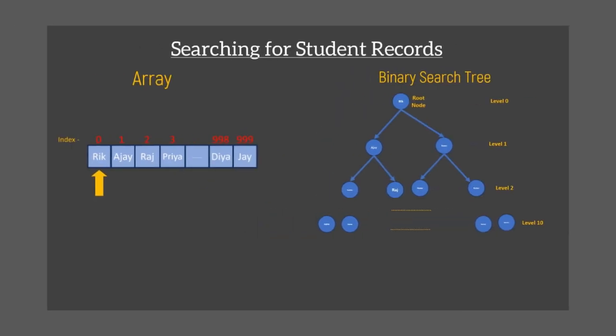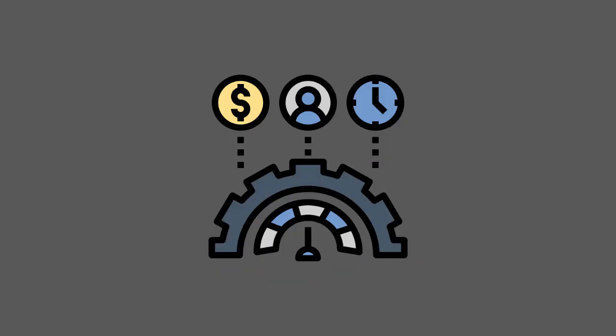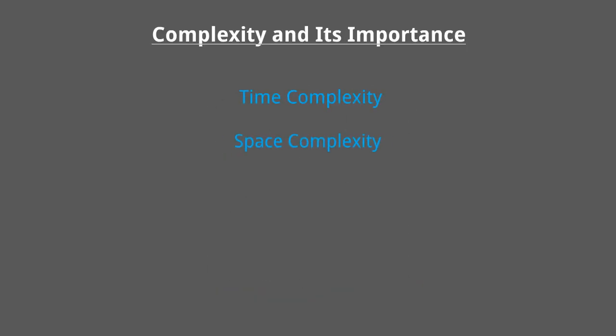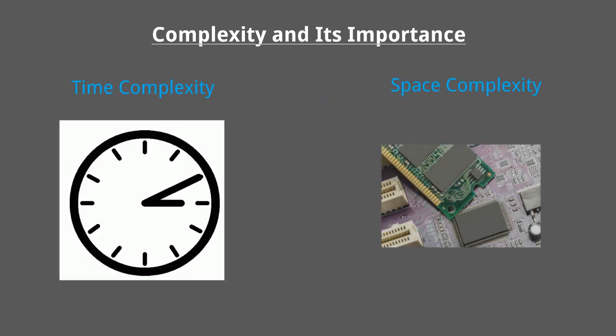In our previous discussion, we covered how the time complexity of an operation varies depending on the data structure and the algorithm used. Today, we'll dive into understanding growth functions and how they help us analyze algorithm efficiency of operations. Complexity helps us understand the efficiency of operations, particularly when dealing with large datasets. Time complexity tells us how long an operation takes, and space complexity tells us how much memory it uses.